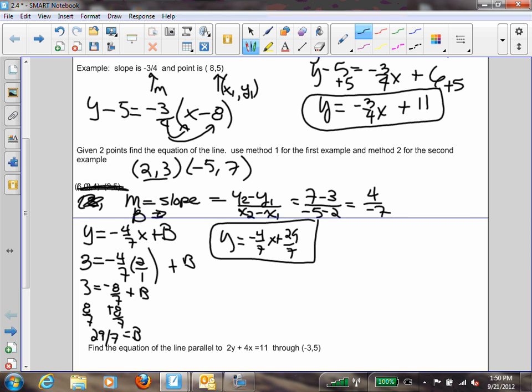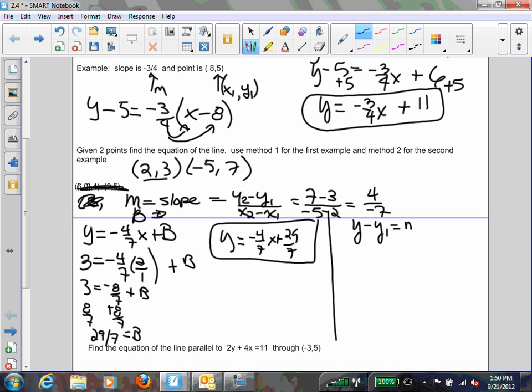Because 3 in my mind is 21/7, right? And 21/7 and 8/7 is 29. I just was running out of room. All right. If we were to do it the other way, y minus y1 equals m, x minus x1.